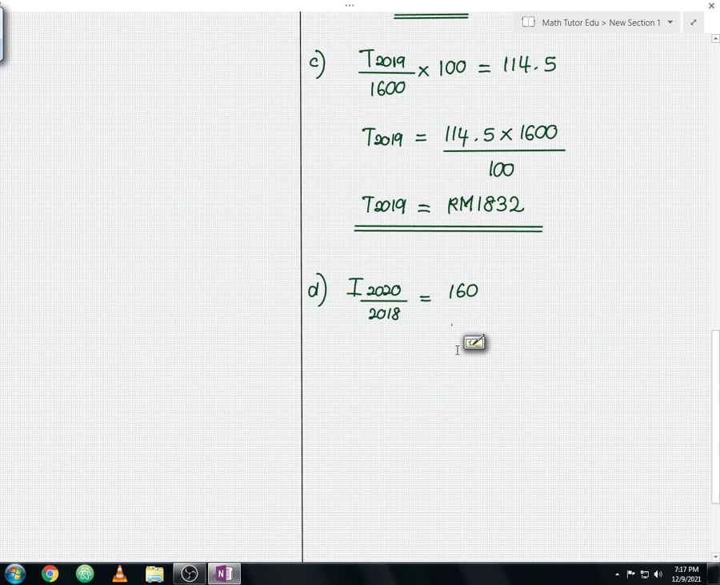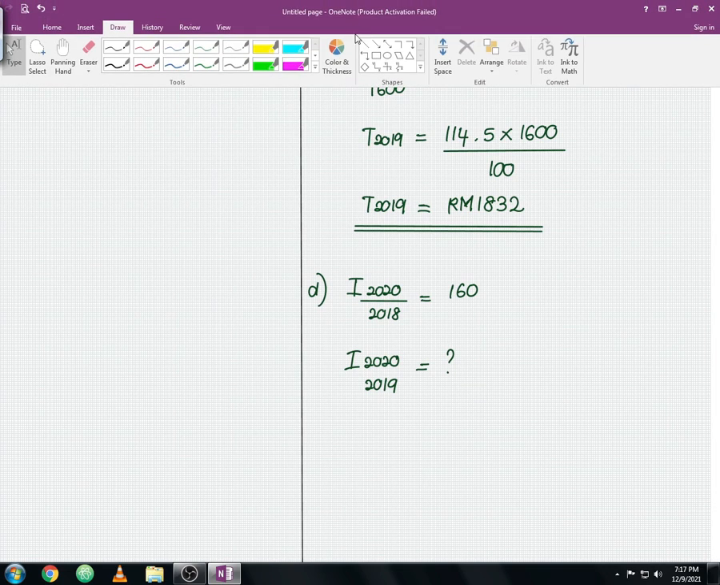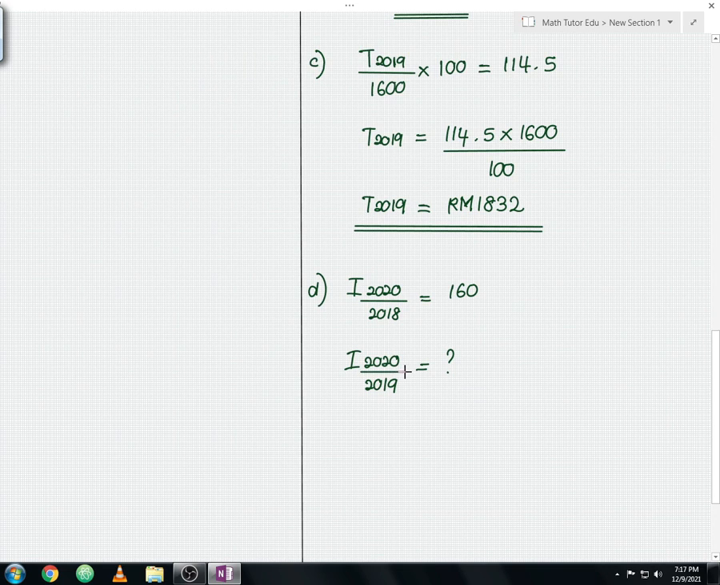Okay, and within this question they ask you to find the price index of the year 2020 based on the year 2019. So this is the one you are going to find out now. Okay, so no problem. So from here we are going to apply the similar concept that we used for the previous example that we discussed.